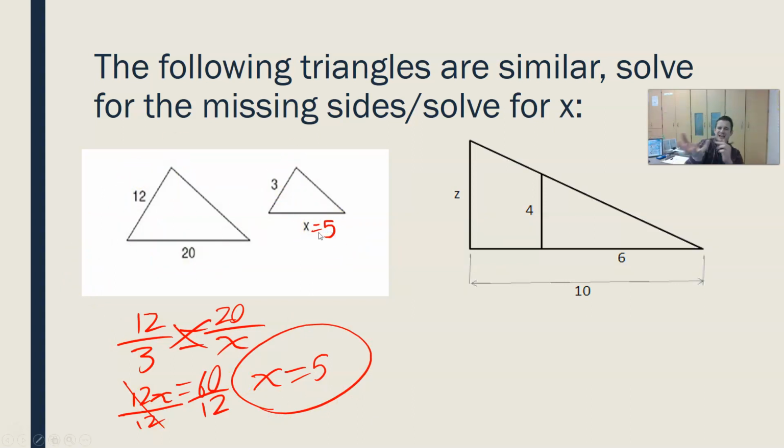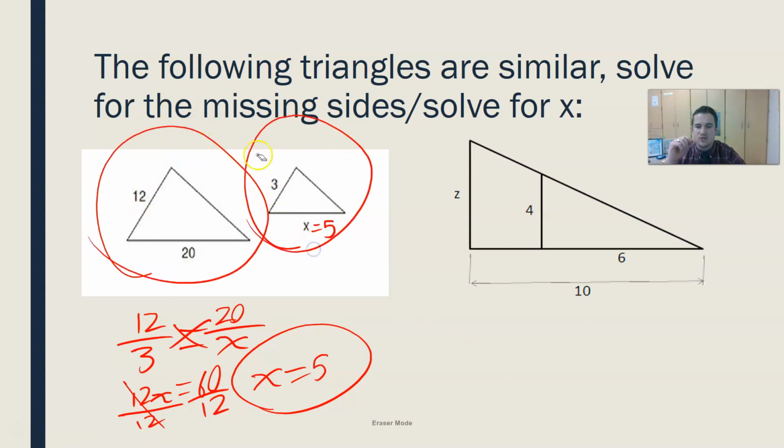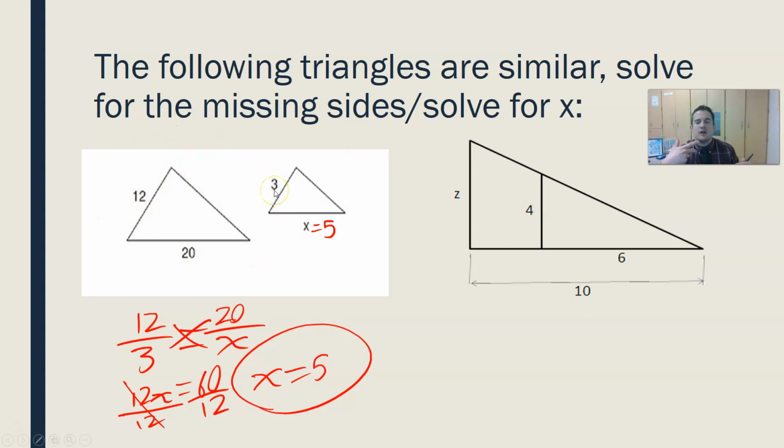Now take just a second and notice how much bigger this triangle is in comparison to this triangle. What is the scale factor? How much bigger is it? Well, to get from 3 to 12, I multiply by 4. To get from 5 to 20, I multiply by 4. This triangle is 4 times as big. It has a scale factor of 4. It's been blown up by a factor of 4.